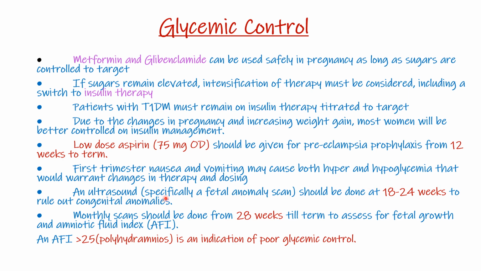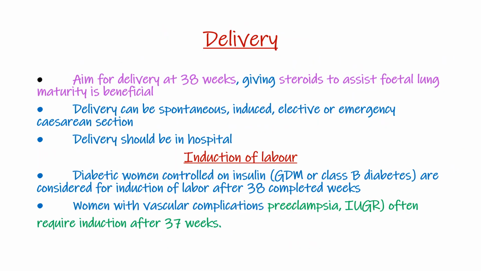An ultrasound, which as I have already said before, specifically a fetal anomaly ultrasound, can be done at 18 to 24 weeks to rule out congenital anomaly. And then monthly scans should be done from 28 weeks till term to assess fetal growth and amniotic fluid index. This amniotic fluid index is used to detect polyhydramnios, of which diabetes is a risk factor. So an amniotic fluid index of greater than 25 is an indication of poor glycemic control.